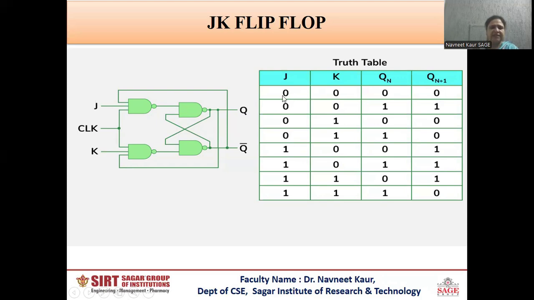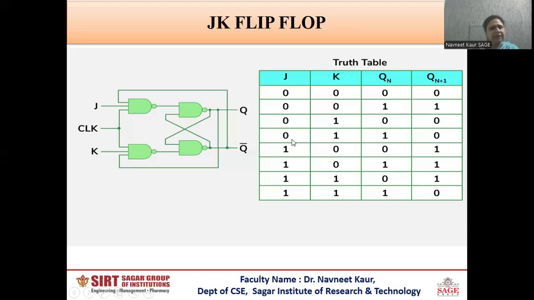Now, here we can see when J and K both are 0, then we have seen that this is no change condition. So, in this case, the next state will be always equal to the present state. Since in first case Qn is equal to 0, Qn plus 1 will always be 0. Similarly, in second case, J and K are both equal to 0. Again, there is no change condition. So Qn is 1, therefore Qn plus 1 will always be 1.